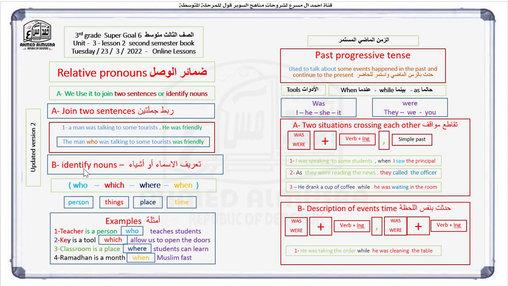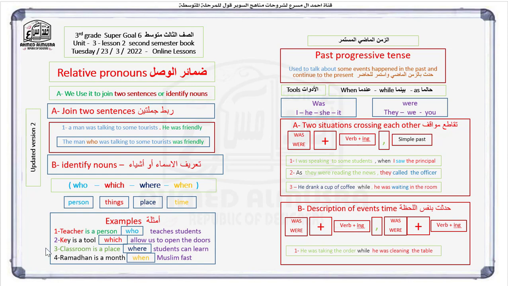Let's move to the second one, B, identify nouns. Look at the nouns here. It may be related to a person, things, places, or time, such as a month, Ramadan. A teacher is a person who teaches students. So here I have situation one, identify teacher. Who is the teacher? A teacher is a person who teaches a student.